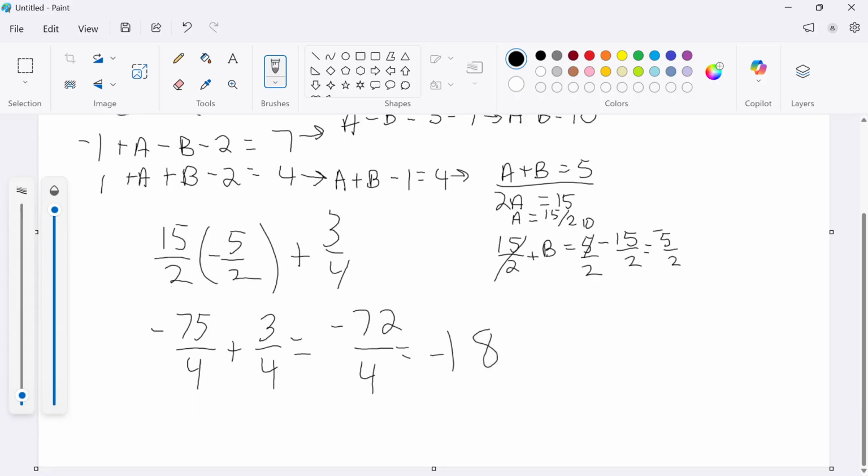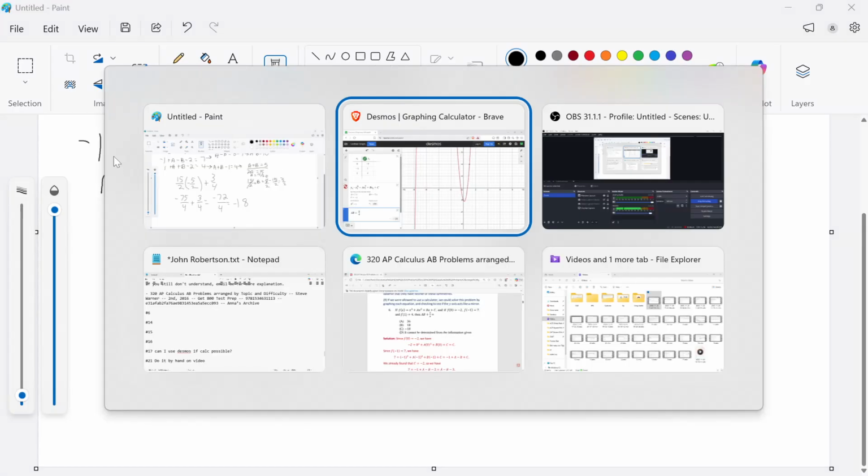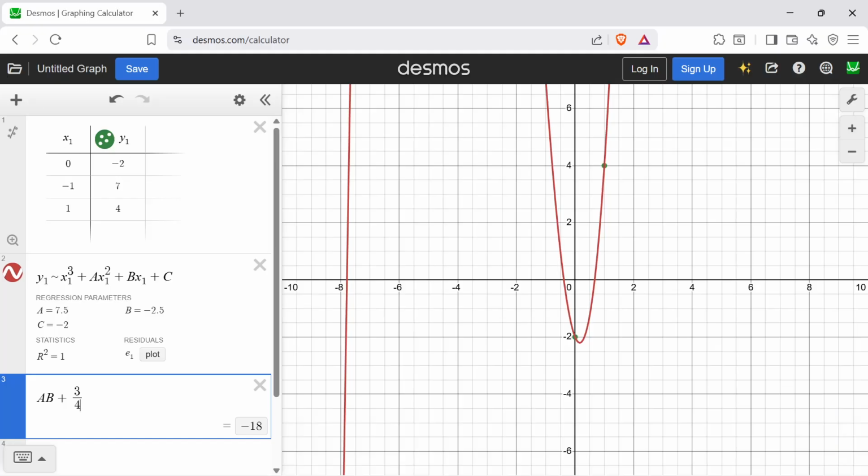So you can do it by hand, and also practice with Desmos, because Desmos can be used on AP Calculus AB and BC in the calculator section. You can also use your TI-84 or whatever you have. The answer comes out to negative 18.